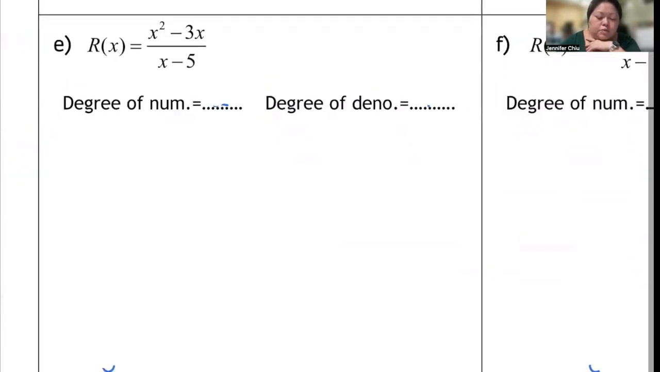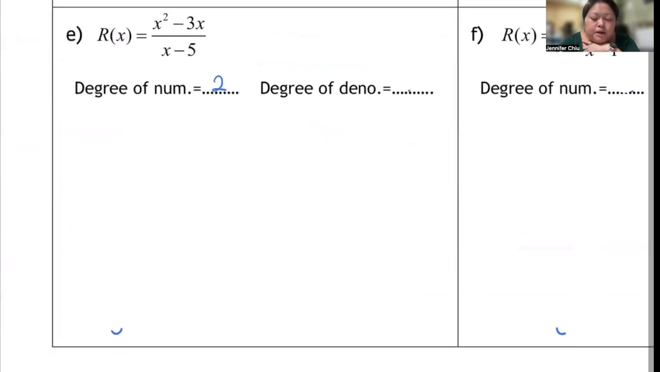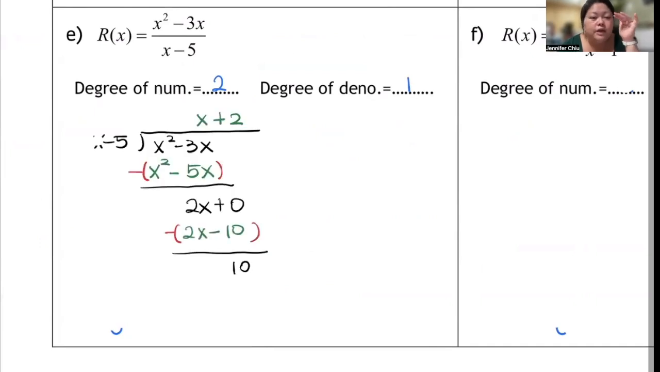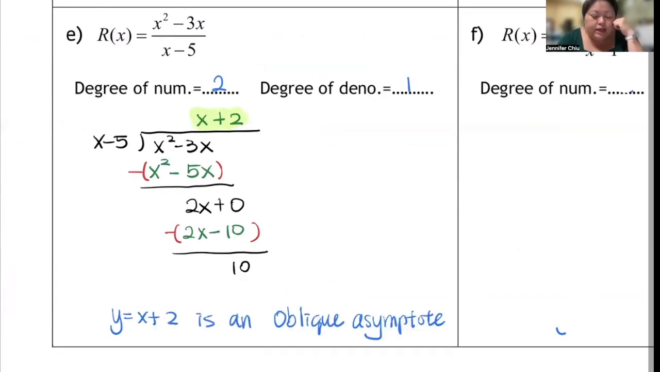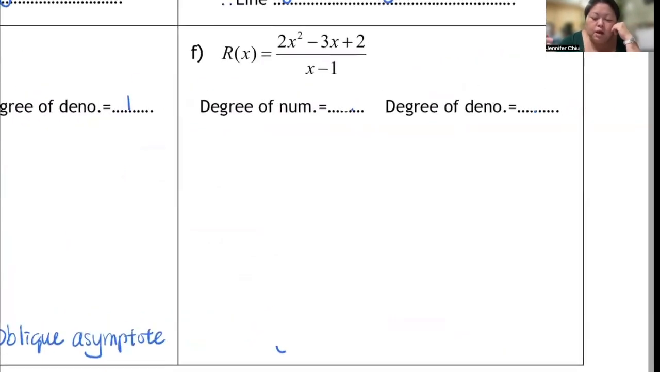Okay, next one, your top degree is 2, but the bottom degree is 1. So the top is bigger than the bottom by 1 degree, so you have to do your long division. Go ahead and look at this, remind yourself of how to do long division, but more importantly, the quotient, the answer here, is going to be your oblique asymptote. So you're going to write that down, and that is your oblique asymptote, right? The 10 down there is your remainder. It really doesn't play anything in this case, okay? It has no role. All right.